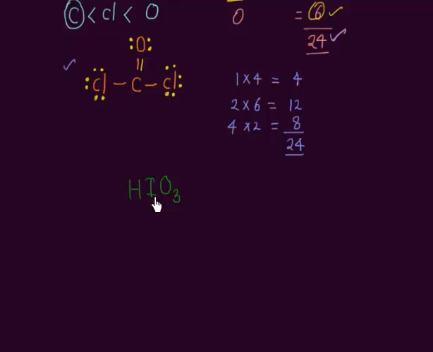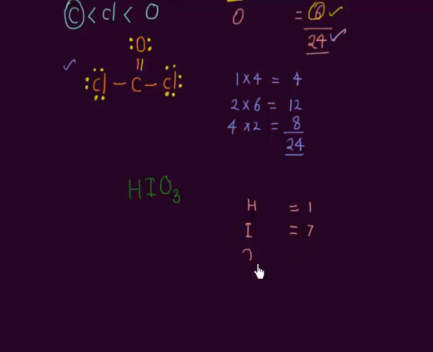And to draw its Lewis structure, we follow the same steps. First is to calculate the total number of valence electrons. Hydrogen obviously has 1 valence electron, and iodine is a halogen atom, and halogens are present in the 7th group in the periodic table. That is why it has 7 valence electrons.